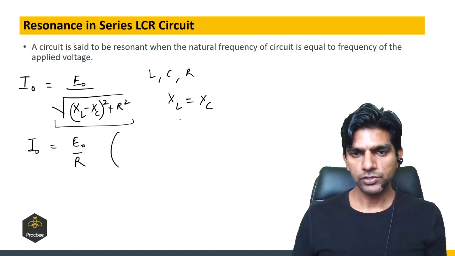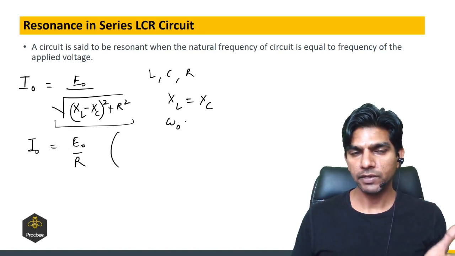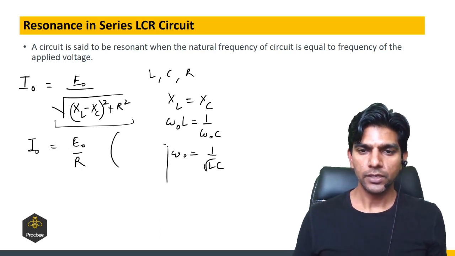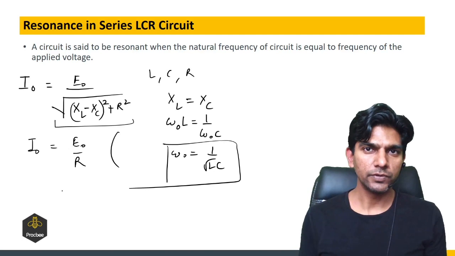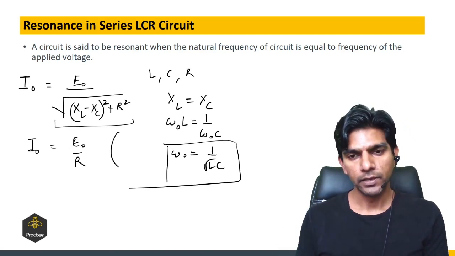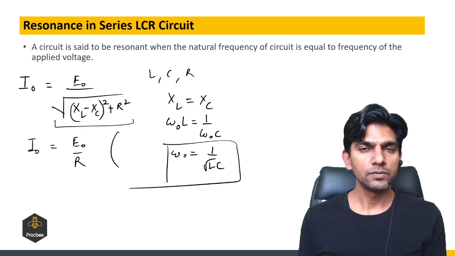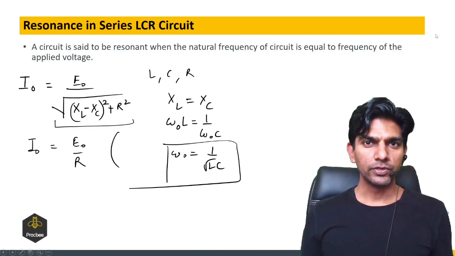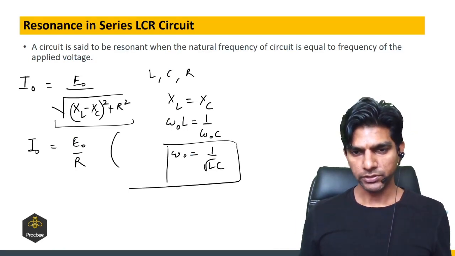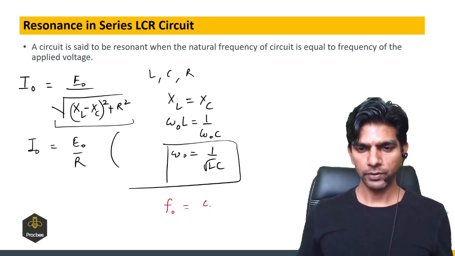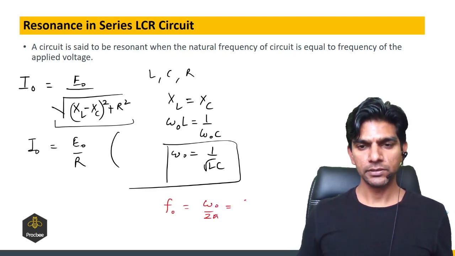So when XL is equal to XC, at what frequency do we have XL equal to XC? It will be omega naught L equals 1 upon omega naught C. So omega naught will be 1 by root LC. Now this is the angular frequency at which we are getting the maximum value of the peak current. And this phenomenon is known as the resonance. So now we know the angular resonating frequency is given by 1 by root LC. If I want to find the frequency, that will be omega naught by 2 pi, which can be written as 1 upon 2 pi root LC.